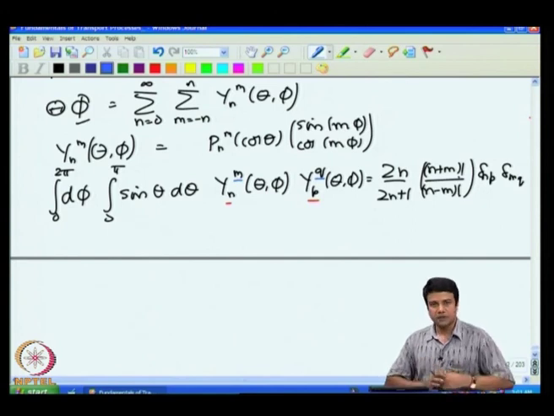So, these spherical harmonics are defined as some combinations of P n m of cos theta times sine of m phi as well as cos of m phi. And so, this is the orthogonality relation for the theta and the phi direction.